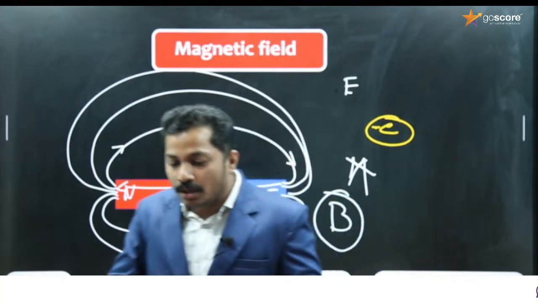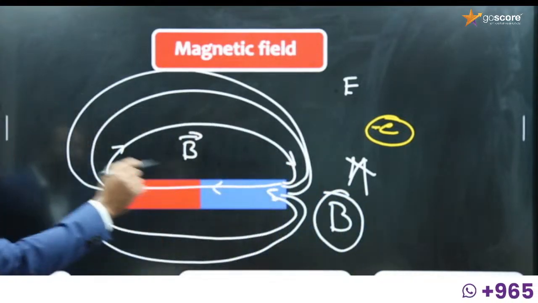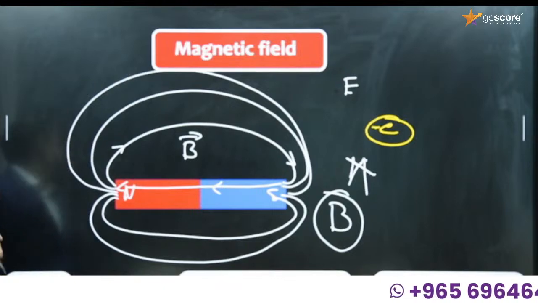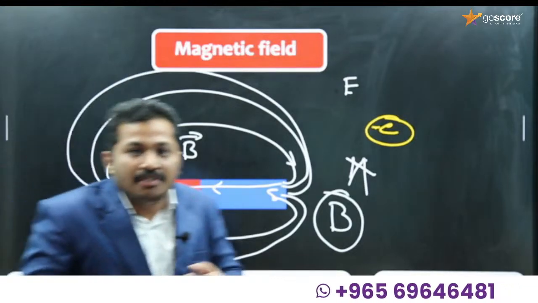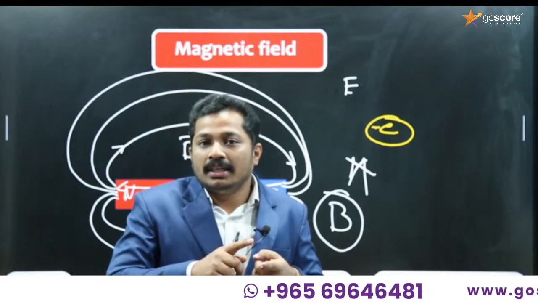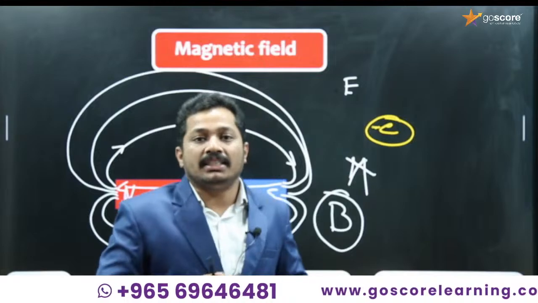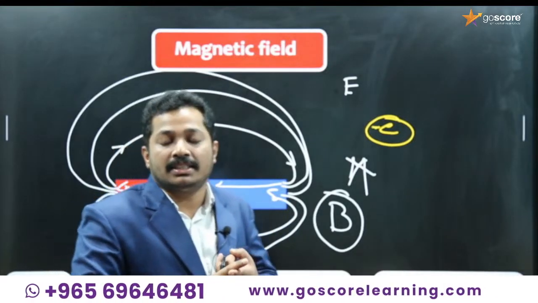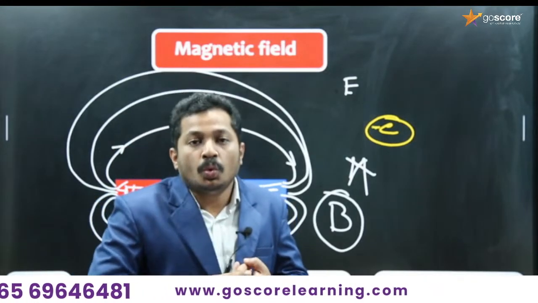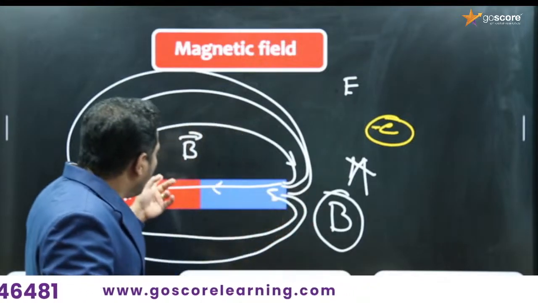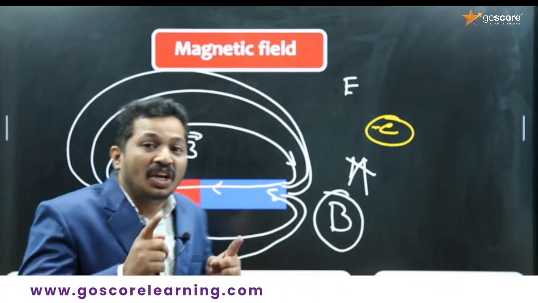So if you remember the electric field lines, no two electric field lines cross each other. Why? If they cross each other, we know that since they are vector fields, they will have two directions at a single point. At the point of intersection, they will have two directions. So like electric field, magnetic field lines will not cross each other.